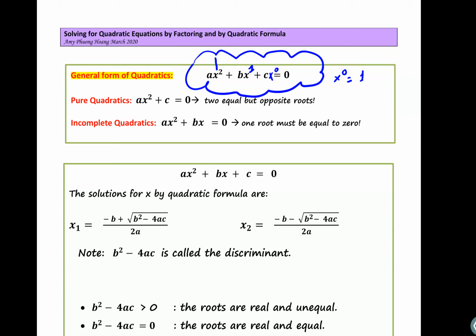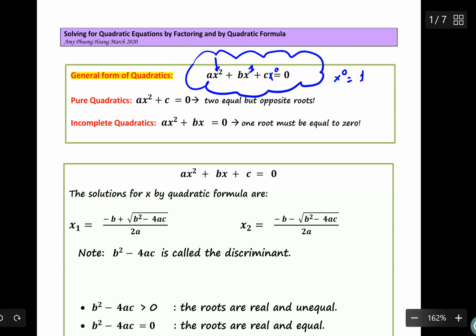So the reason I point this out to everyone is to make sure everyone remembers that we have x squared. The next term we have x to the exponent 1. And the last term we have x to the exponent 0. Quadratic equation has the highest exponent of x as 2. The number 2 will tell me that I must have two solutions for the quadratic equations.